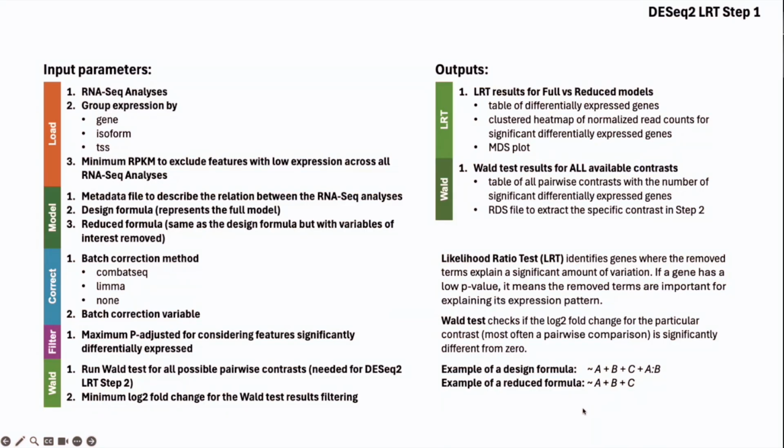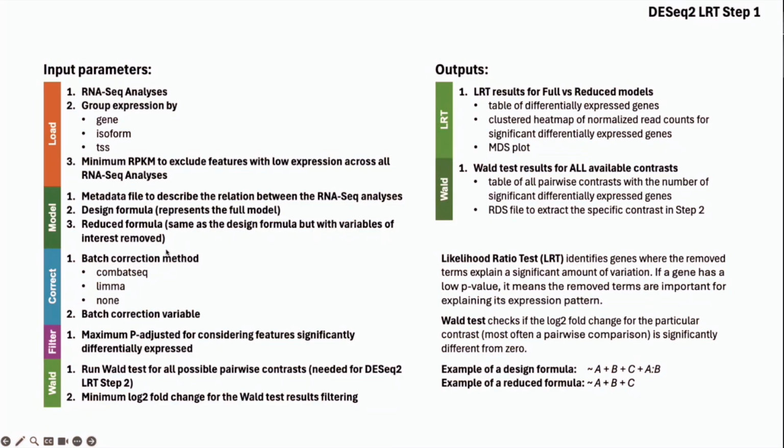The reduced formula is something that excludes the term that we are interested in. Because when we run LRT test, we want to see the genes whose expression pattern was dependent on the term that we removed. For example, we want to see all of the genes that were changed because of this interaction. So that's why we remove it from the reduced formula.